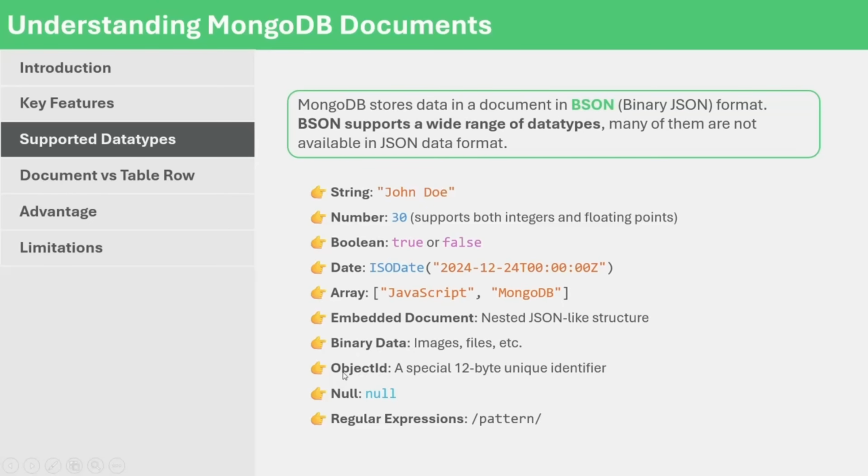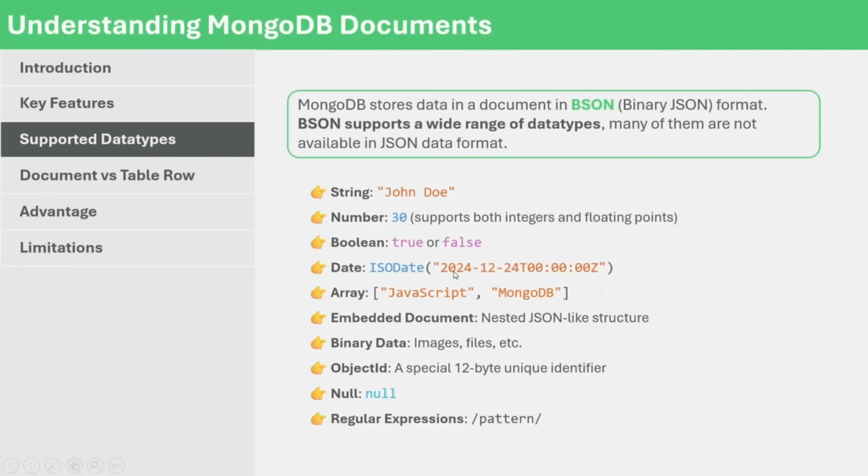Then we have a special data type called object ID, which is a 12-byte unique identifier. As I mentioned before, whenever we create a new document in a collection in MongoDB, it creates an underscore ID field and assigns it an object ID. So this object ID is also a data type which stores a unique value. Then BSON also supports null value, which is also supported in JSON. And then in BSON, you also have regular expressions. Now, these are a few data types supported by BSON. We also have other data types which I have not listed here.